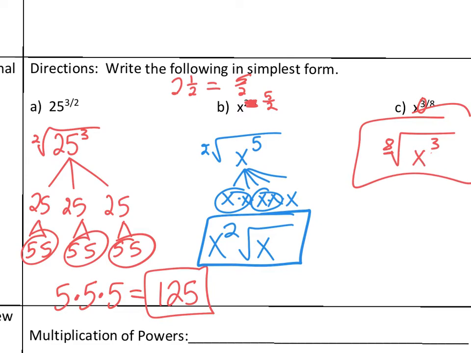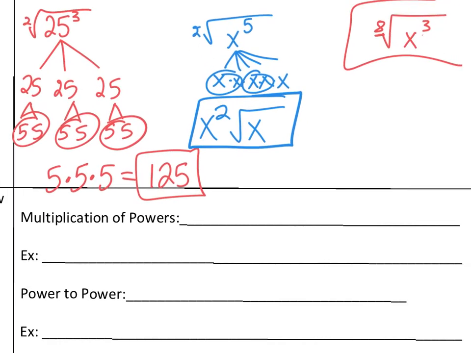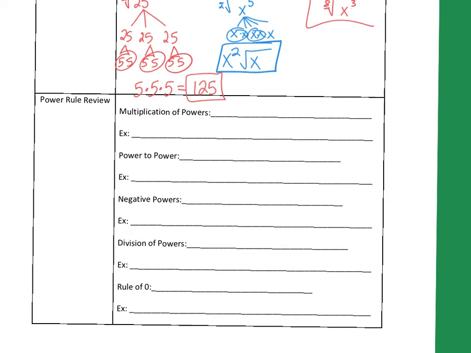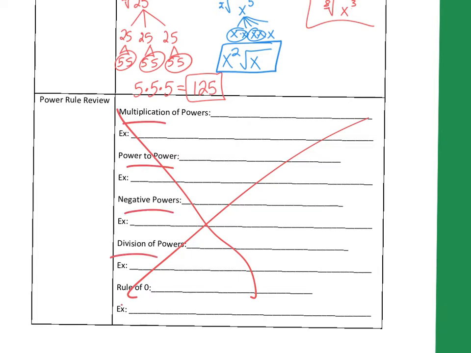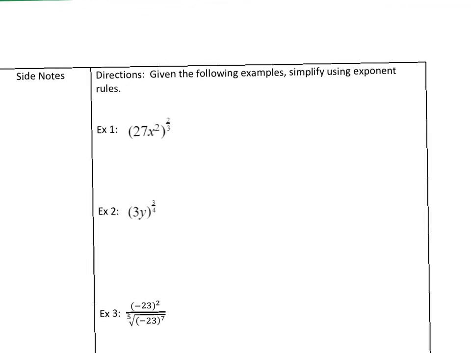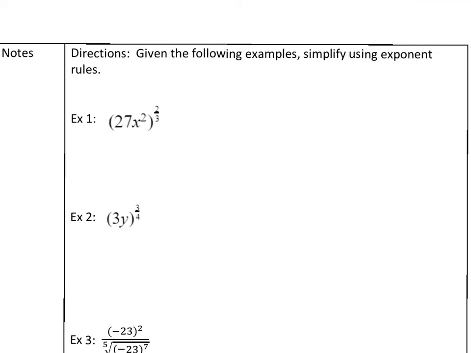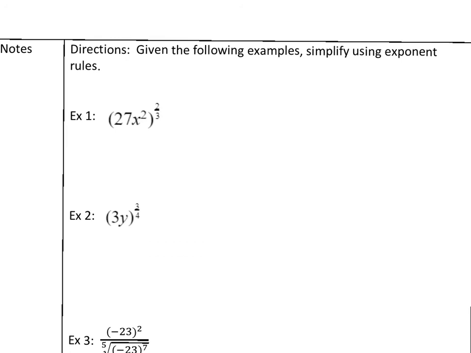Okay. Let's keep going. This is just a review of all the rules that we learned last class. So I'm actually not going to go through these, okay? But you should know them, and if you need to write those in there, you can go back to your notes: multiplication, power to power, negative, division, rule of 0. Okay, so now we're going to get into a little more complicated examples, but we know our rules, so we're going to be okay on this.